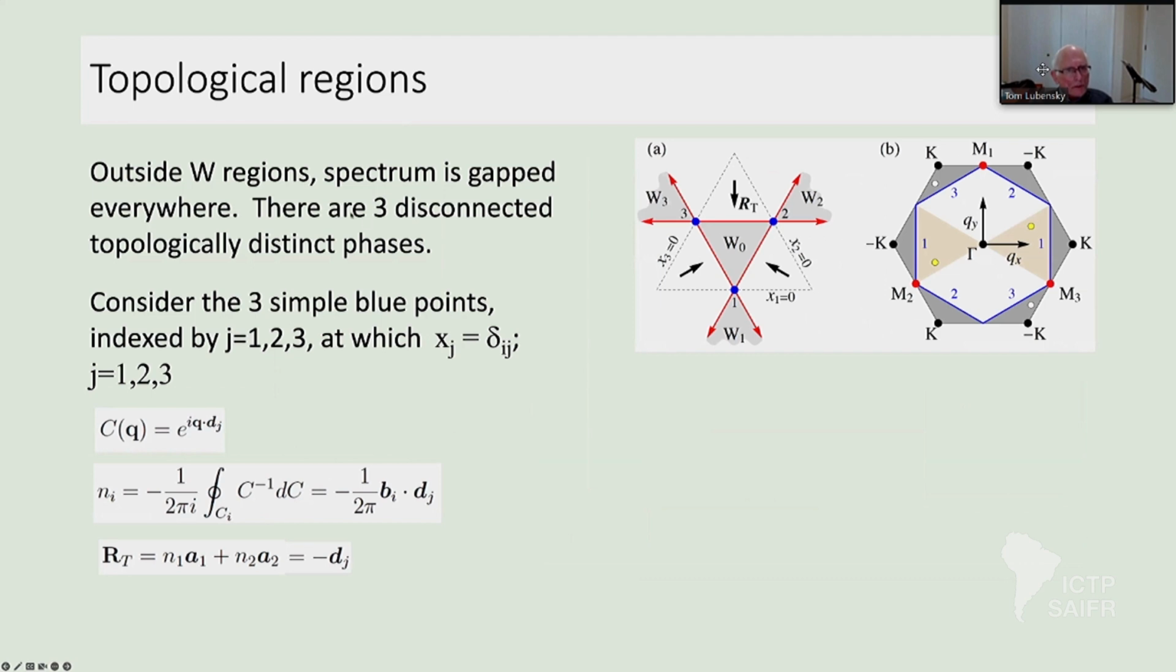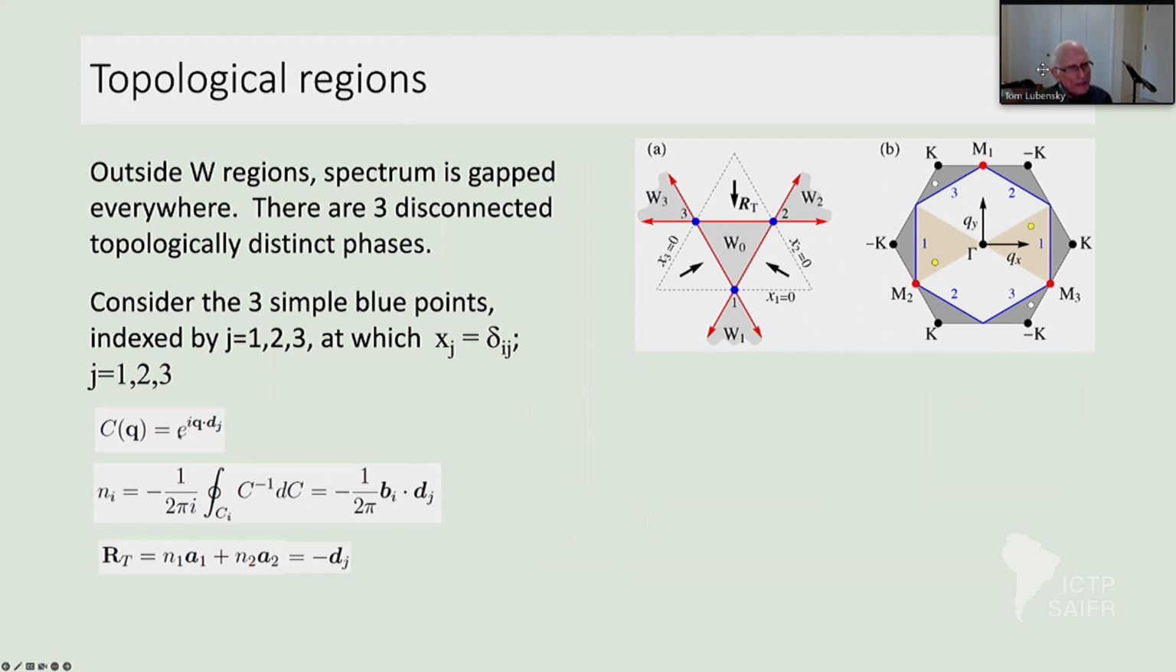Okay, so again, outside the W regions, the spectrum is gapped everywhere. There are 3 disconnected regions, and you can see they each have a different polarization, and so that makes them different. And now we do exactly the same thing that we did before. We can just think of the simplest one. Suppose I have only one x.